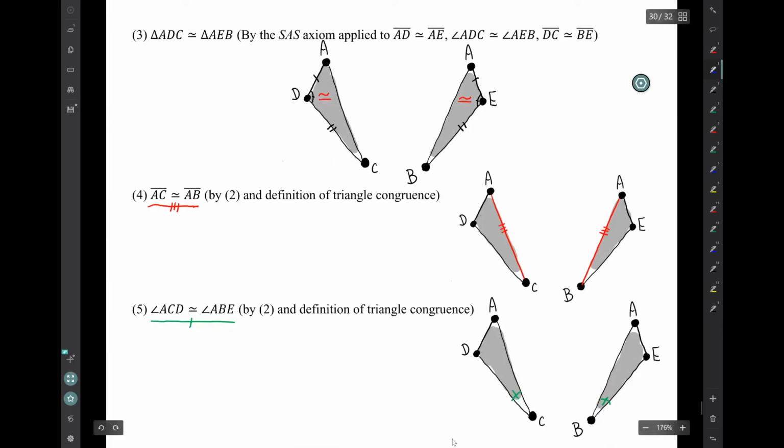Then we can prove that triangle ADC is congruent to triangle AEB. That's by the side angle side axiom. Now we have to say how we're going to apply it. We apply it to this configuration of side, angle, and side being congruent.